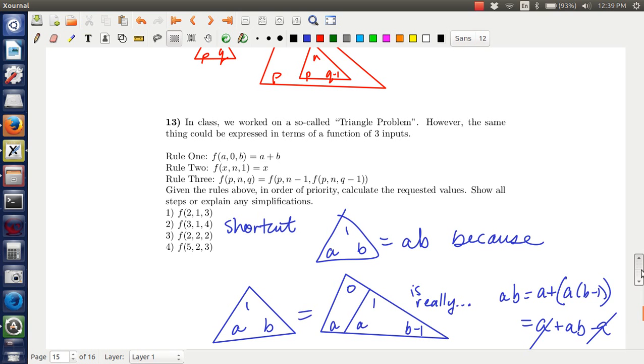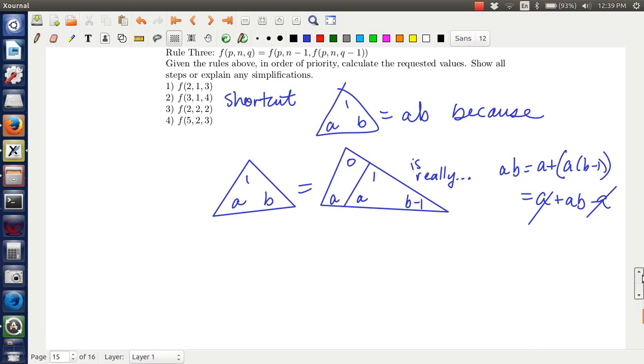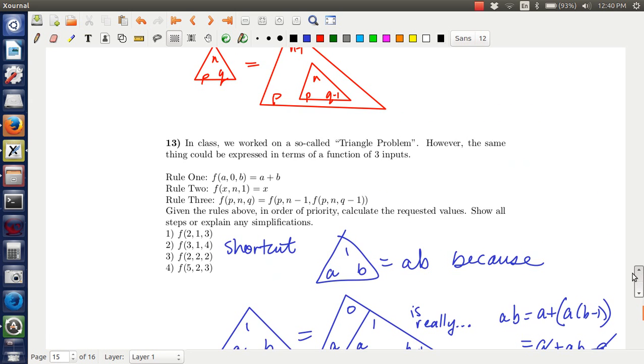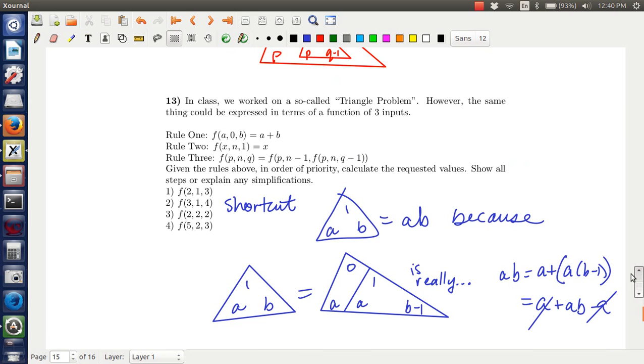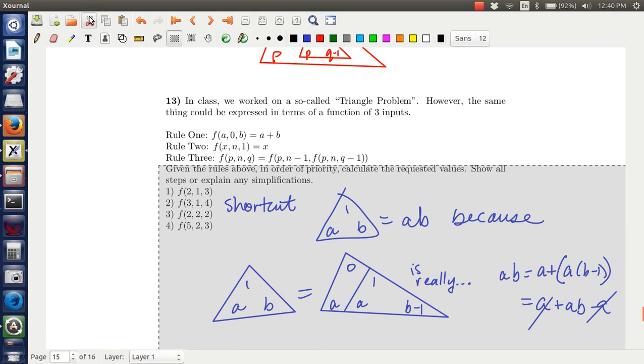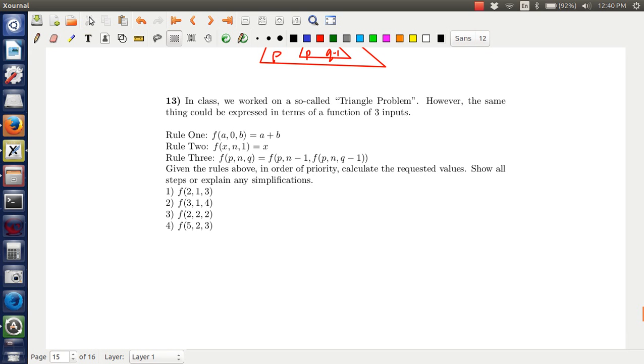I would expect at least some kind of explanation from you about why this works. You can say, well, because the triangles keep telescoping or nesting all the way down, and the number of triangles that are nested is equal to B, and then the very last triangle is just going to be equal to A, so we're adding up B copies of A, and so that's how we got multiplication. There's a lot of different ways of doing it. It doesn't have to be perfect.